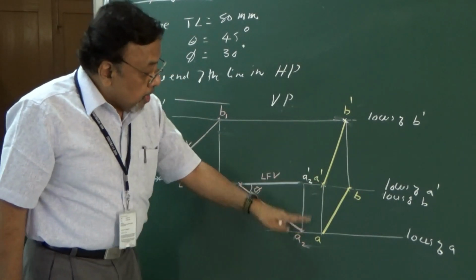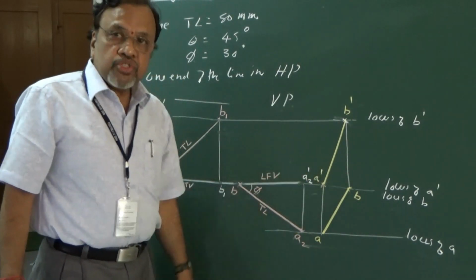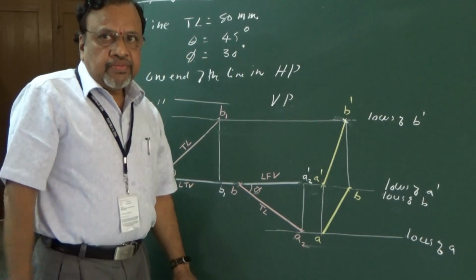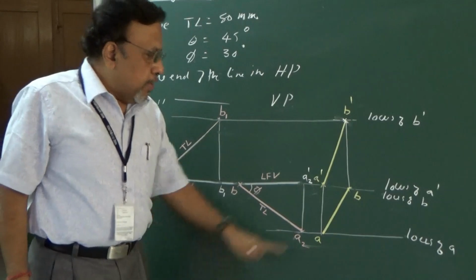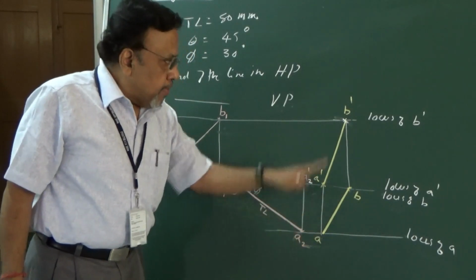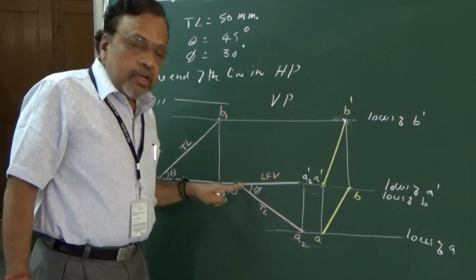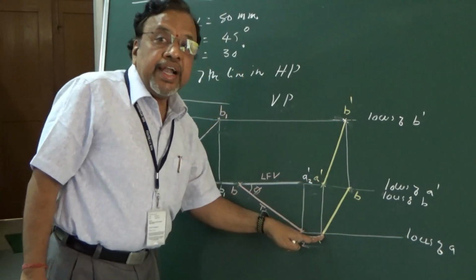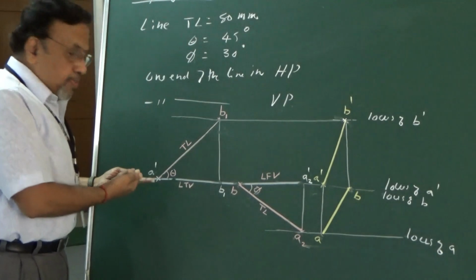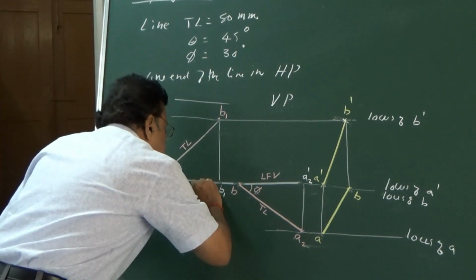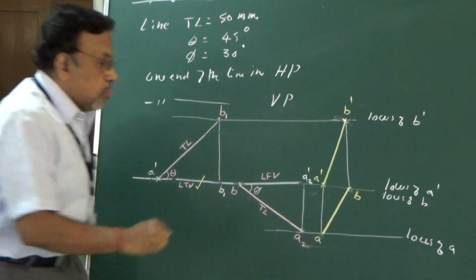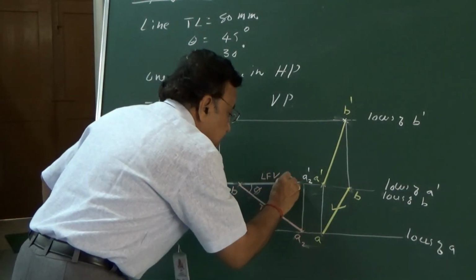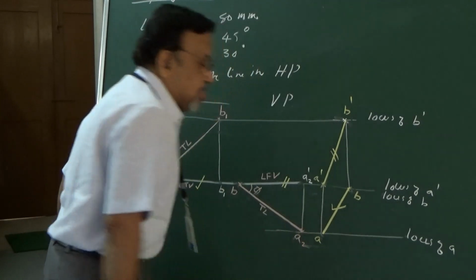As you can see now, A dash, B dash are on the same projector. Not only that, what is the check I can do if you have done the problem right? This corresponds to LFV, and this should correspond to LTV. Where is your LTV? It is in the first figure. If you have done the problem right, this length should be equal to this length. Similarly, this length should be equal to this length.